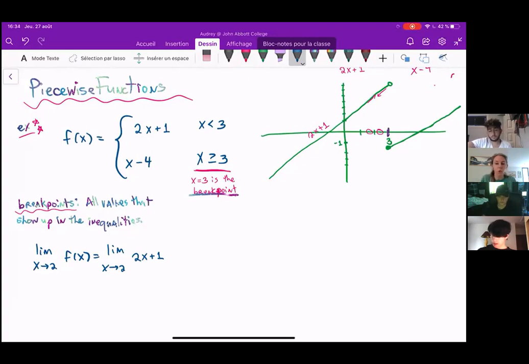We're looking at 2. We want values left of 2 and right of 2, like 1.9 and 2.1. Which interval are those two numbers on? The top one or the bottom one? The top one. 2 from the left is less than 3. 2 from the right is also less than 3. So 2 from the left, that's like 1.9, and from the right, like 2.1. So we take the top function.